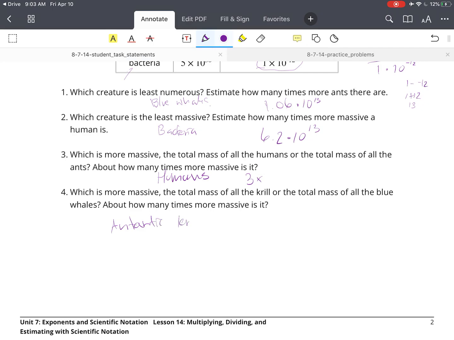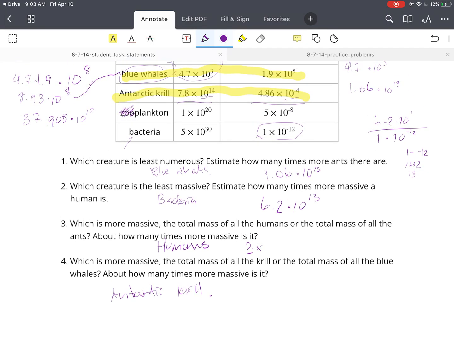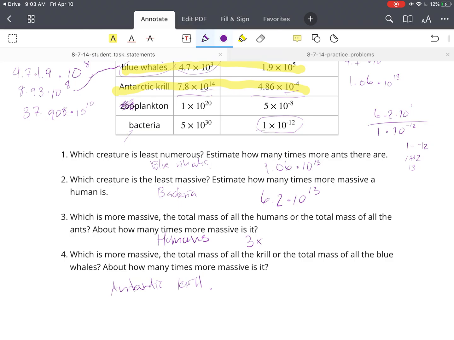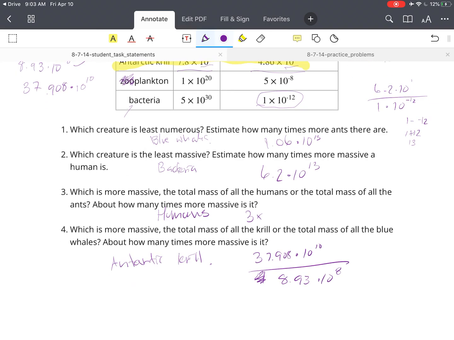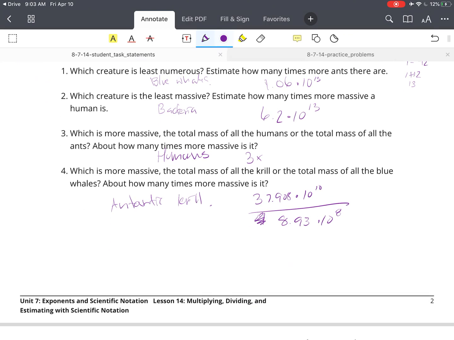Antarctic krill. And if we were to divide, we're going to do 37.908 times 10 to the 10th over 8.93 times 10 to the 8th. Now 10 to the 10th over 10 to the 8th, that's going to be a 10 squared.